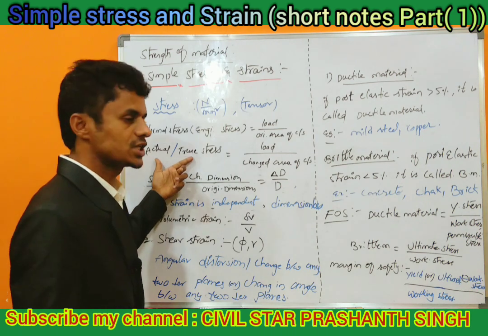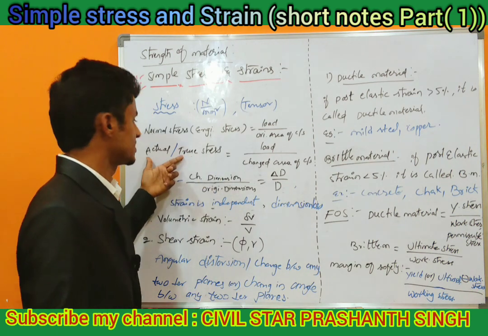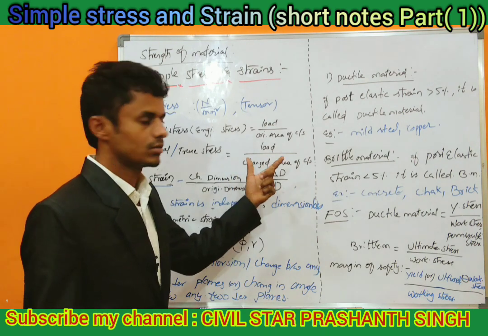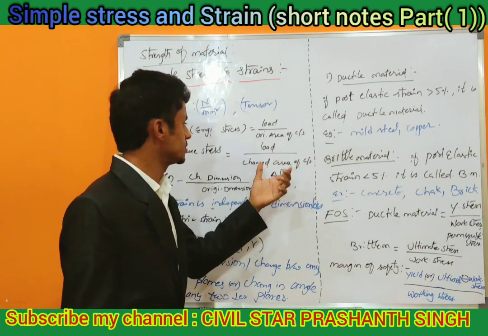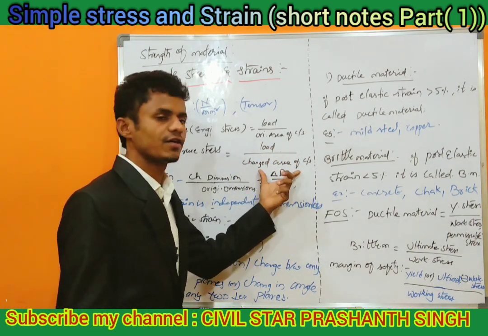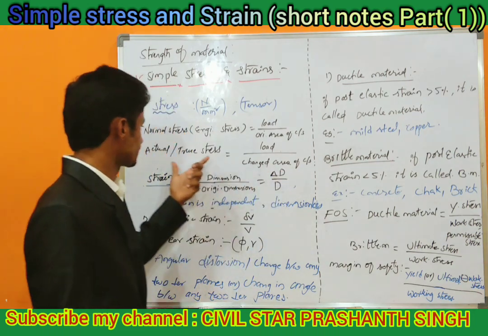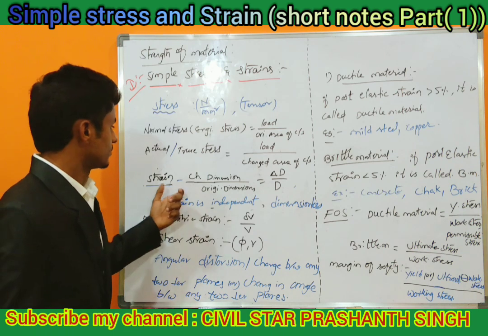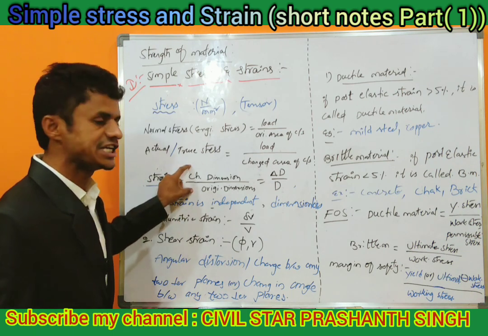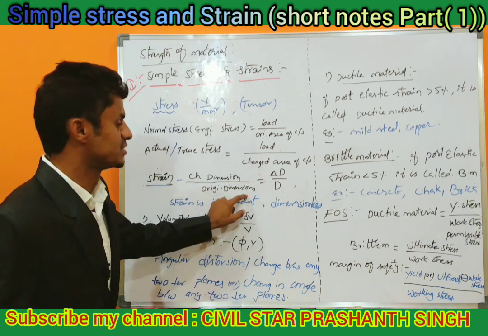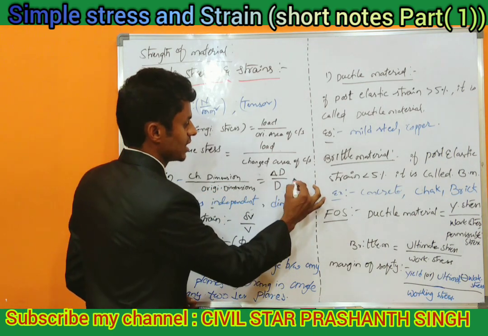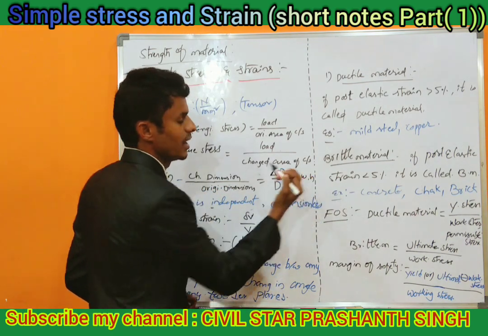Next one, actual or true stress. Actual stress is also known as true stress. What is the formula or definition? Load by changed area of the cross section is known as true stress. Next one, strain. What is the definition? Change in dimensions by original dimensions. Dimension is nothing but any length or width or height.